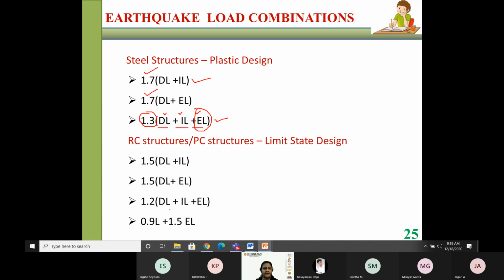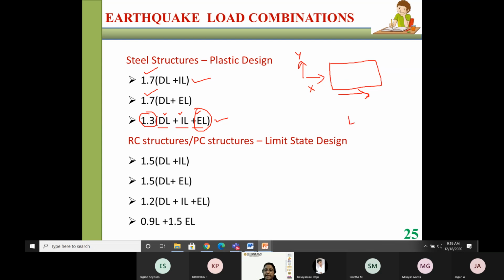So there are many load combinations possible. In earthquake load itself, the code says that suppose you have a building, so this is your X direction, and this is my Y direction.